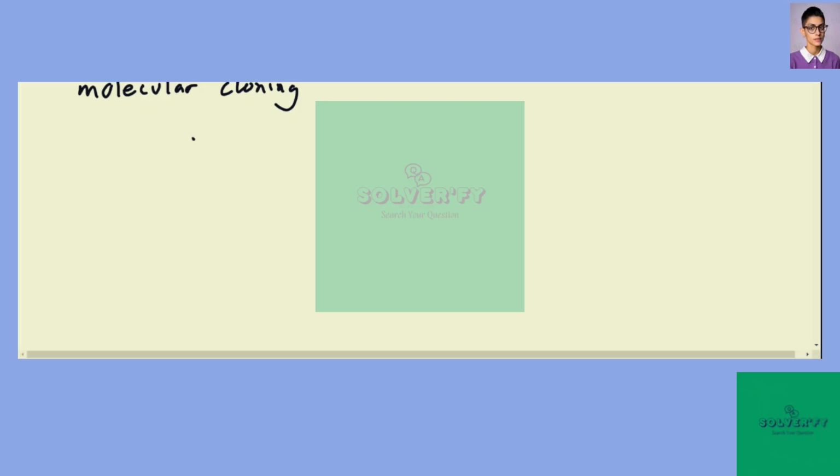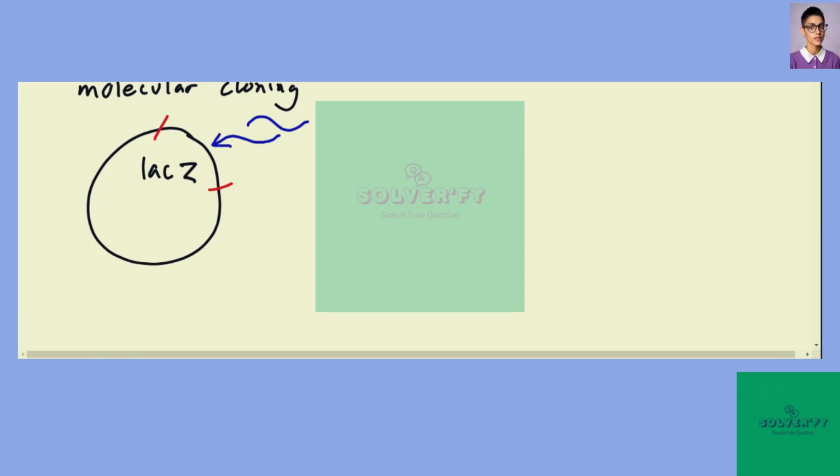So let's start there. Our plasmid is a circular piece of DNA and it's most commonly found in bacteria. With the plasmid, we are going to cut at specific sites with the restriction enzyme, and that's going to allow us to insert our foreign DNA into the same spot. And in the problem, they described it as cutting into the LAC-Z gene. So by cutting into the LAC-Z gene, we are actually going to be disrupting this gene.